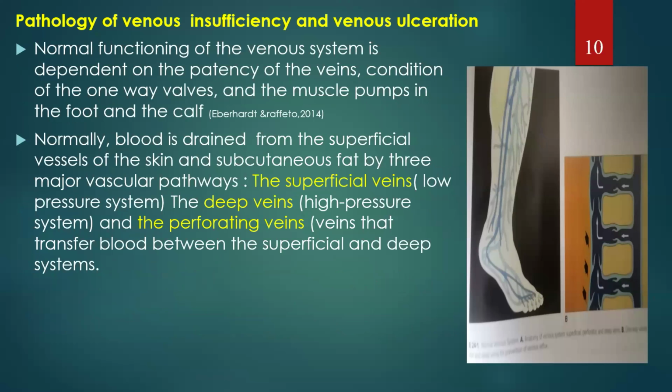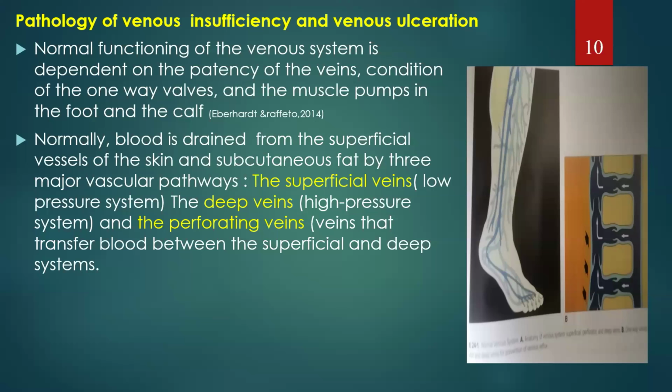Now the pathology of these venous ulcerations involves several things, and we are going to briefly discuss the normal physiology and what happens in the vasculature here. The normal functioning of the venous system depends on the patterns of the veins, the condition of the one-way valves in the perforators, and the muscle pumps in the foot and the calf. That is what usually happens.